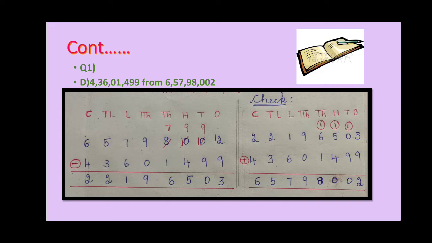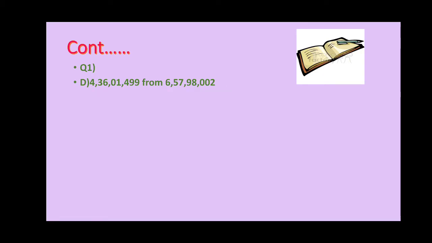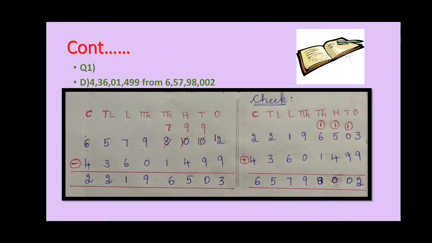Now here you are supposed to borrow from the tens place, but there is 0. Then you are supposed to borrow from the hundreds place, but there is also 0. Then you move to the thousands place. In the thousands place you have 8. Concentrate on this, children. From 8 you have to borrow 1, so 8 becomes 7.